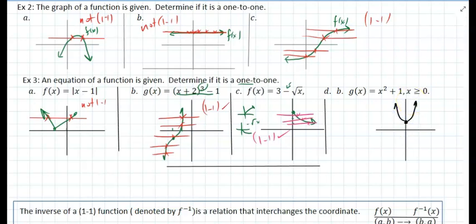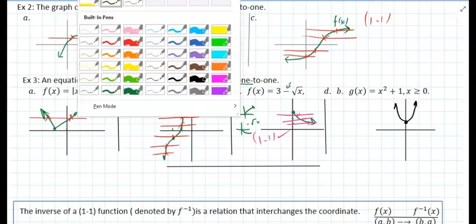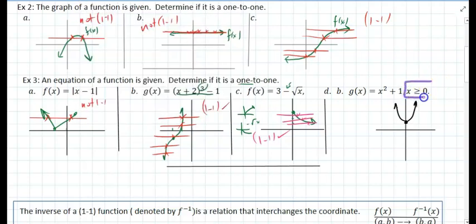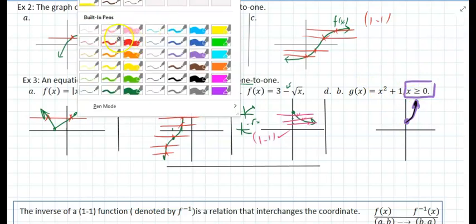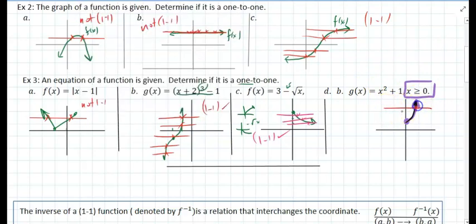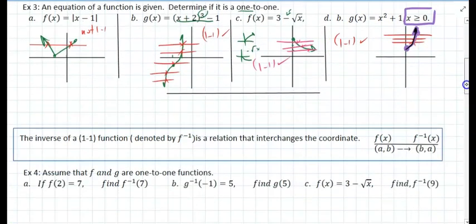That's definitely not 1 to 1, but there's a restriction. It states we would like a color that shows clearly. Let's go with that one. It says x is greater than or equal to 0. We're not looking at this piece, so only that right half. Well, that right half by itself does satisfy the horizontal line test, and that would be 1 to 1. That is correct.